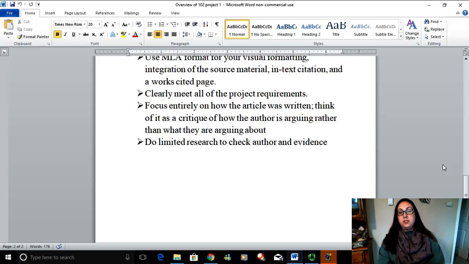And then again, just to emphasize what I mentioned earlier, do some limited research to make sure that you check the author and evidence. Just don't go too far overboard. Your evaluation should be based on your own evaluation of the article, not what other people think about it.